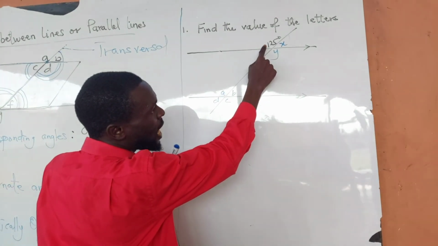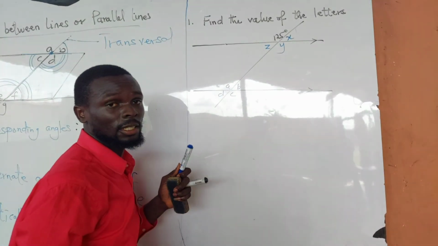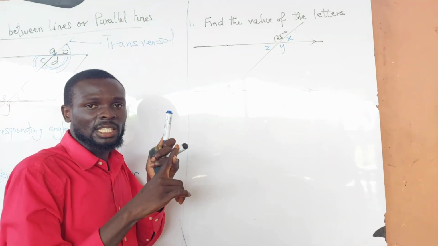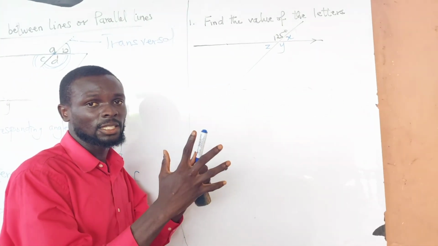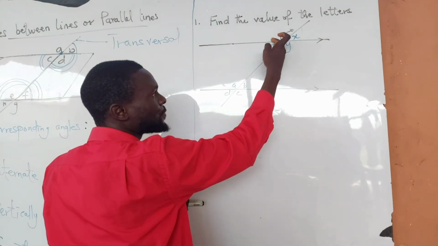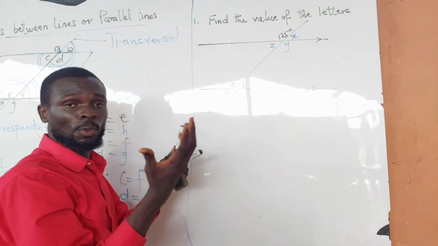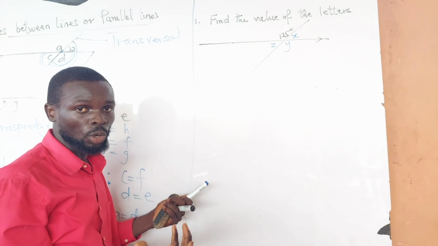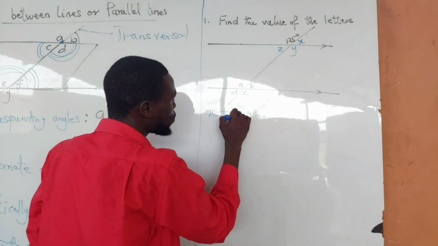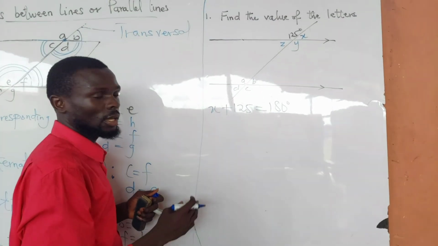You can see that the 125 degrees and the X are on a straight line. So you can use the idea of angles on a straight line summing up to 180. Or we can say this angle 125 also corresponds to this, because corresponding angles are equal. So if I want to solve for this side, I can say X plus 125 is equal to 180 degrees.